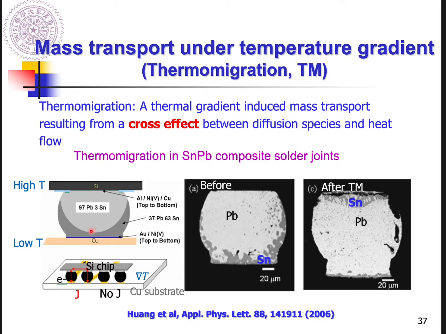In this solder bond, the composition is a lead-tin alloy. Before applying a temperature gradient, we can observe the tin mainly located at the bottom of the solder bond. After we apply a temperature gradient along this solder bond, you find that the tin migrates from the low temperature toward the high temperature, which is against the temperature gradient. This is a typical phenomenon. We call it thermal migration because the migration of tin is due to the temperature gradient we apply on this solder bond or these materials.